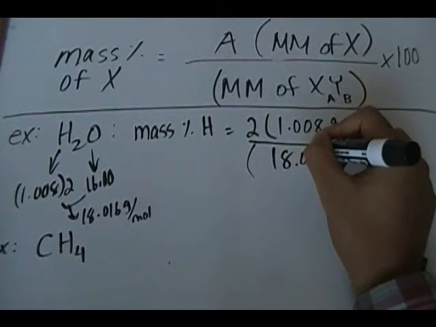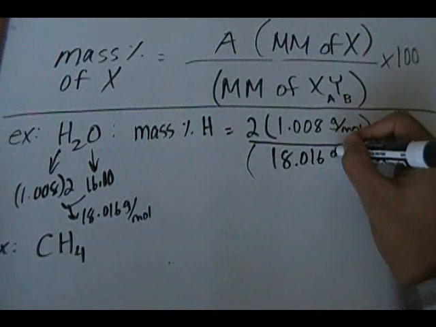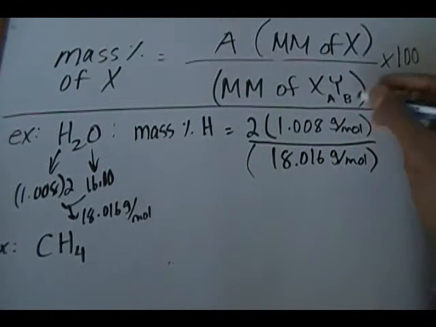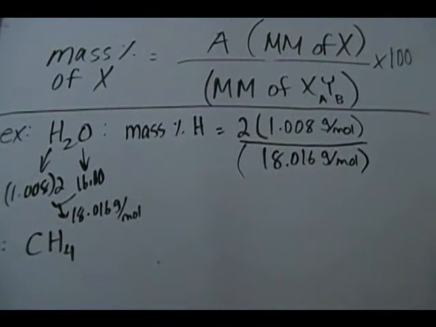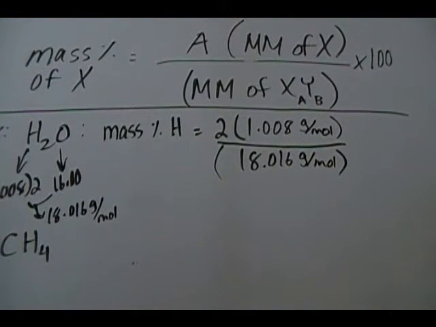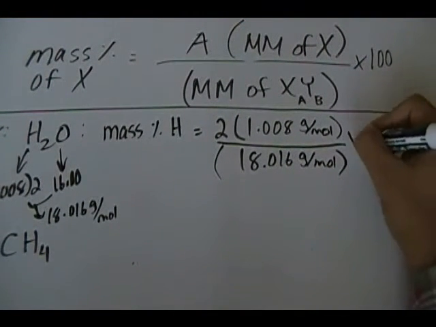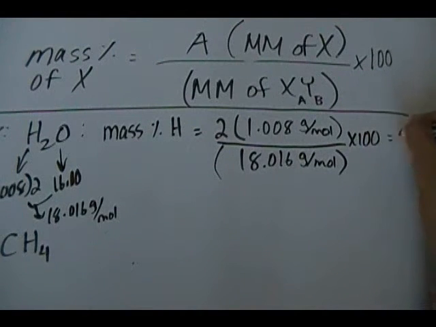So 18.016 grams per mole, and as you guys can see, the grams per mole and the grams per mole cancel out. And then all we have to do is crank this out on our calculator, multiply it by 100. Don't forget, once you plug all this stuff into our calculator, the answer I got, double check this on your calculator as well, for water, specifically for the atom hydrogen, is 11.19%.